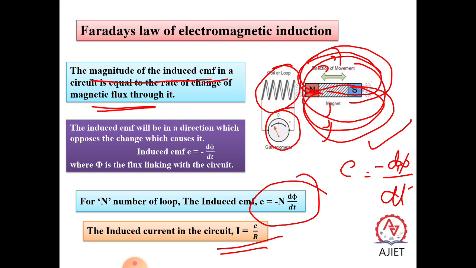Hope it is very clear. Again, I repeat the law. The magnitude of the induced EMF in the circuit is the rate of change of magnetic flux through it. And what is the amount of magnetic flux induced? The EMF induced is given by E is equal to minus d phi by dt. If there are n number of coils, E is equal to minus n into d phi by dt.